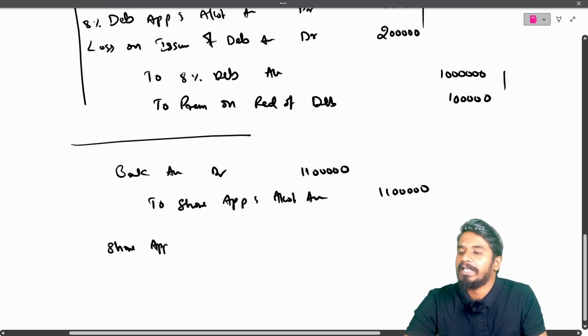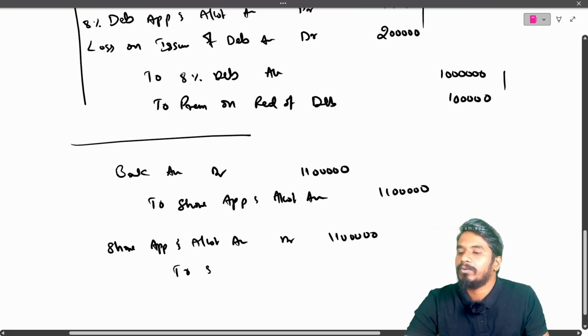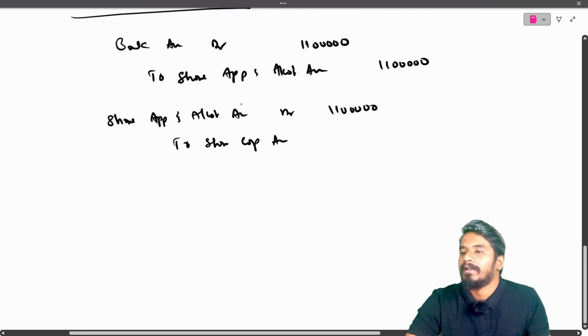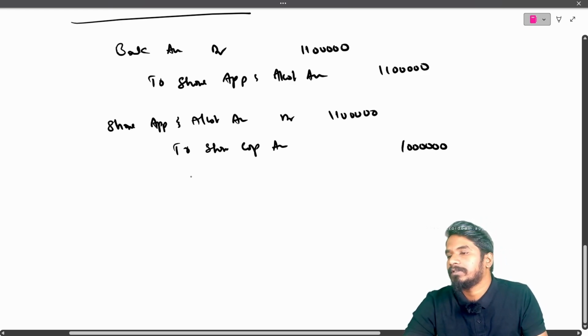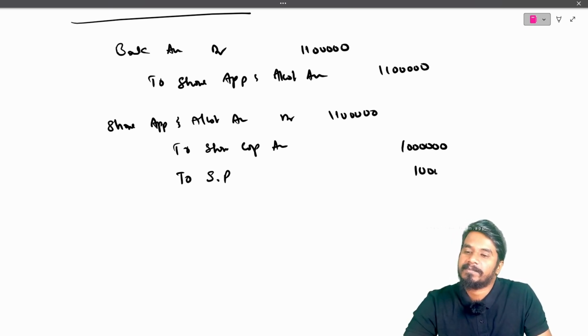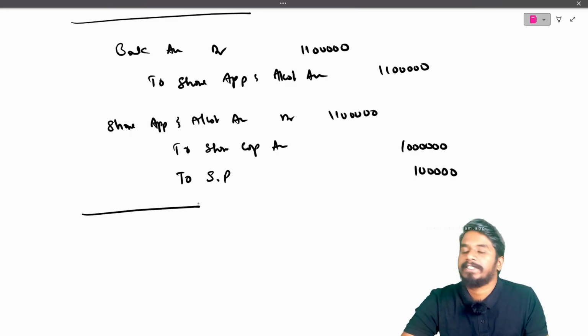Share application and allotment account will get debited for 11 lakh rupees and we need to transfer it to share capital account. So how much we need to transfer? Whatever the face value is there, that is 10 lakh rupees, right? So 10 lakh rupees we need to transfer to share capital account, and to security premium 1 lakh rupees. That's it. That's it for shares.